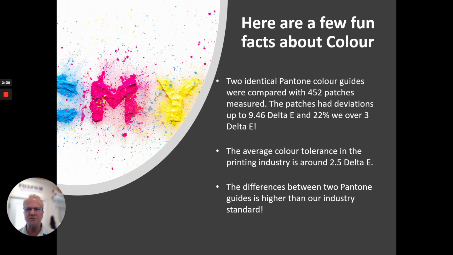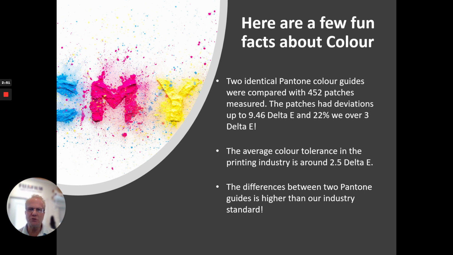I've seen pressmen take the actual book, measure the book, and then compare that to the printed sheet. You're better to go to the supplied LAB values from Pantone. That way you are going back to the source and you're not adding to your tolerance set by measuring a slightly deviated standard.